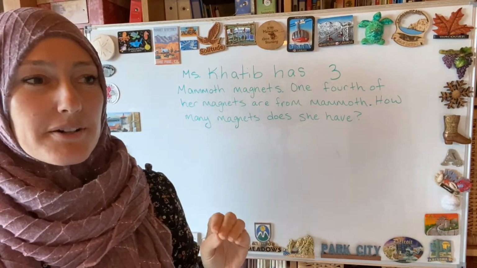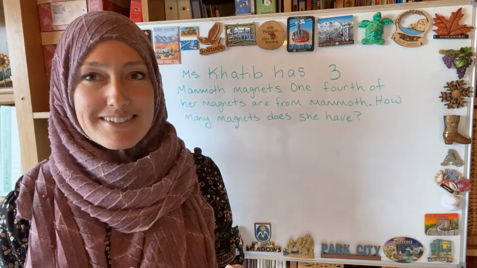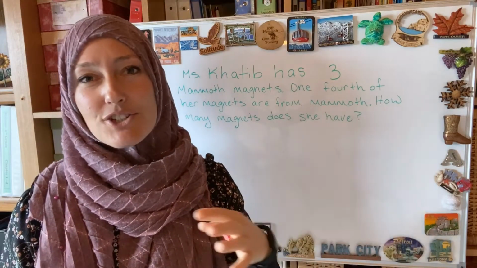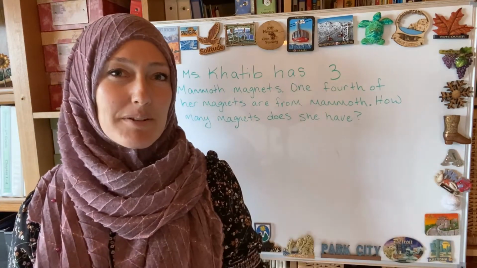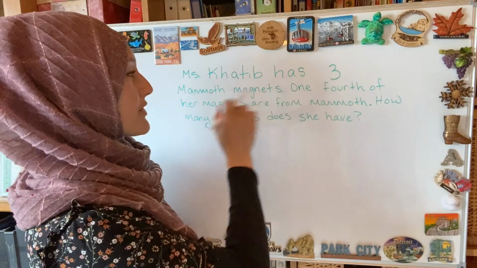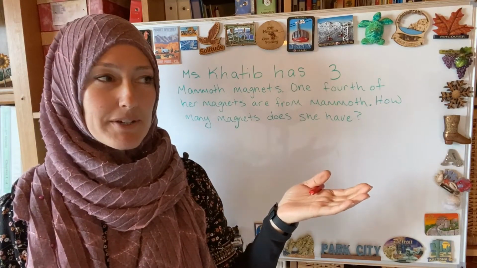So this part of the problem isn't asking about a part, it's now asking you what is the whole amount. So it's just kind of using the last lesson in reverse. And here's how you think about it. So the first sentence, there are 3 mammoth magnets. That's one piece of information.